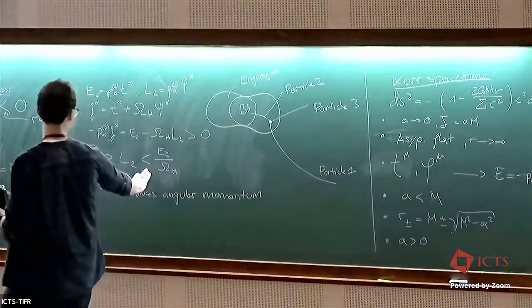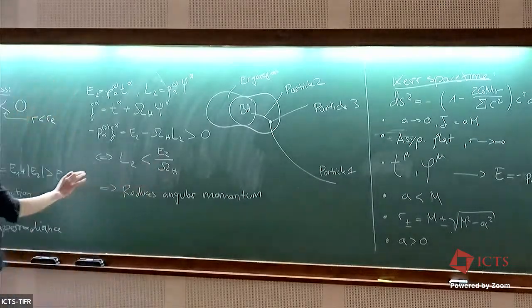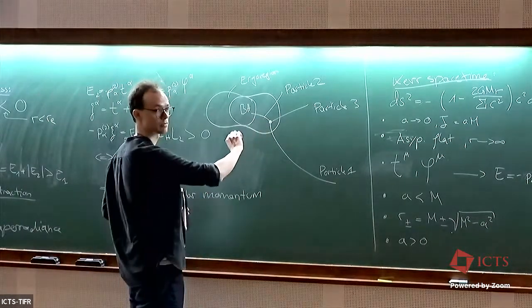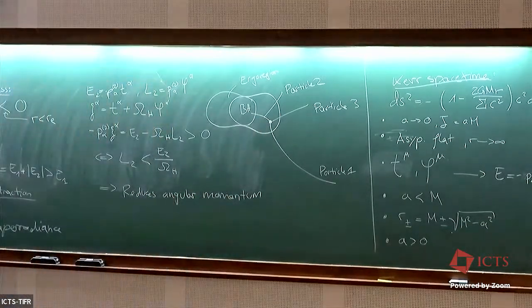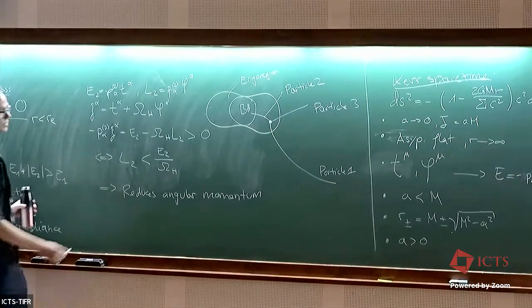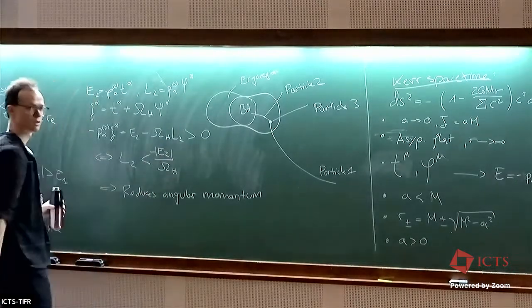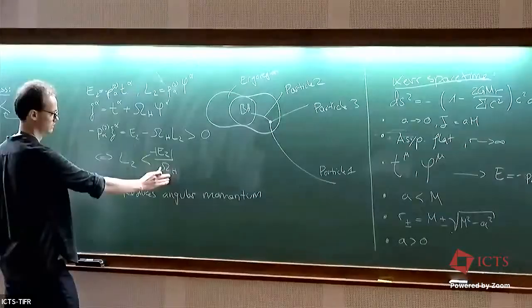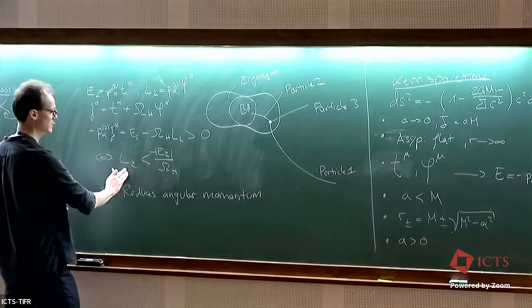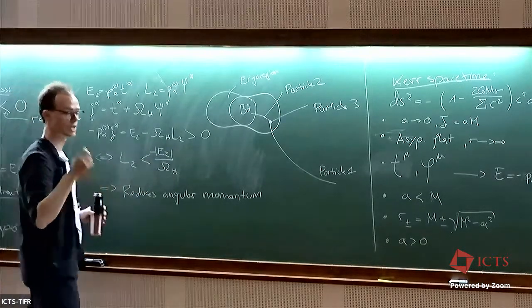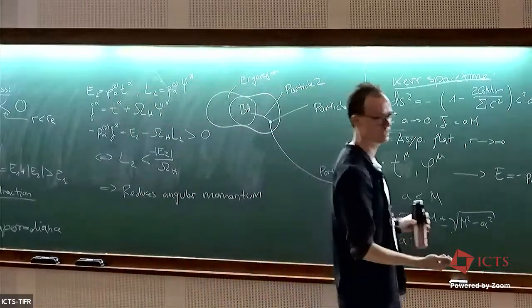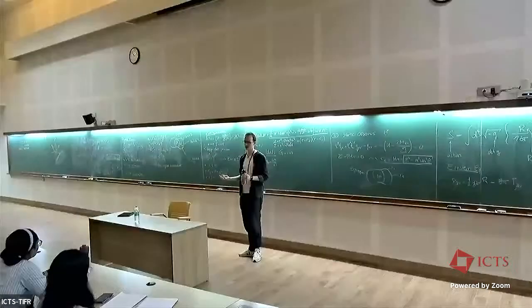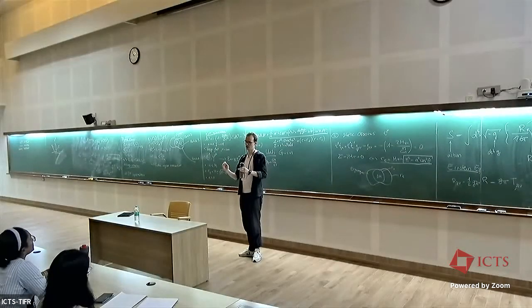From this equation? Okay, so basically because we engineered the process of breakup of this particle 3 in such a way that the energy of particle 2 is negative, this is basically telling you that L2 is negative. And so now I'm throwing this particle into the black hole with negative angular momentum. And so basically what that means is by angular momentum conservation, the black hole will reduce its angular momentum.